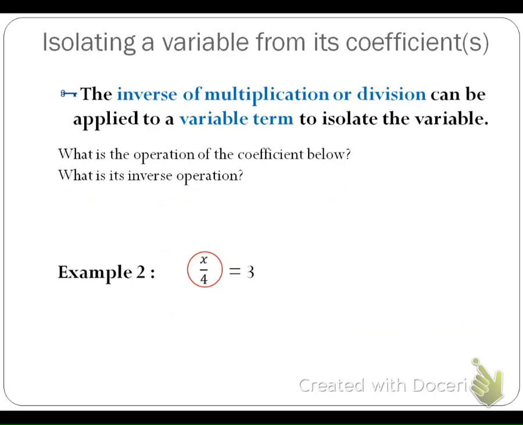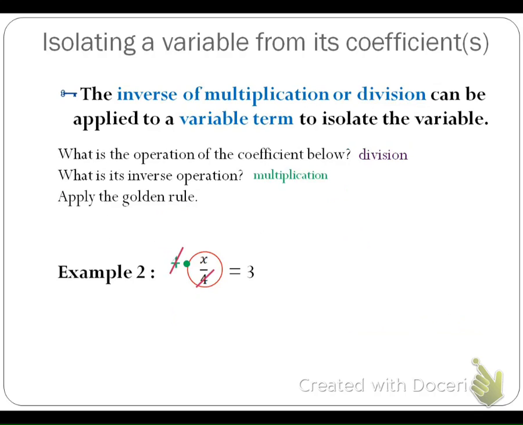So look at example 2. What is the operation of this coefficient? Well, the coefficient is 4 and it's under our variable. So the operation is division, because whenever you have a fraction bar, the number underneath is just saying it's being divided: x divided by 4. The inverse of division then is multiplication. So what you will do is multiply that x over 4 by 4. This will cancel out because you'll have the same number, one that's up high and one that's down low of the fraction, that will cancel out.